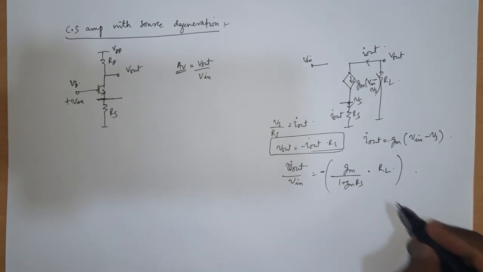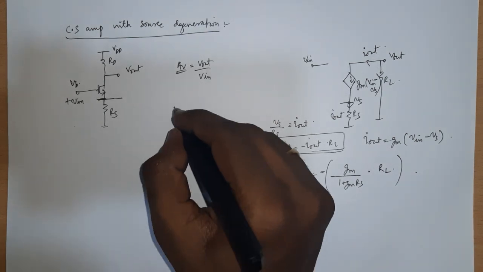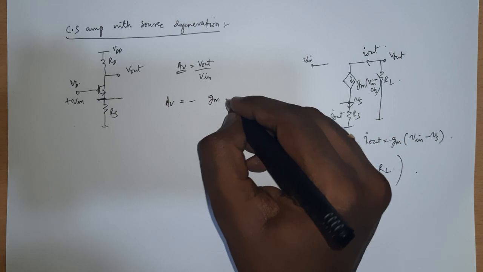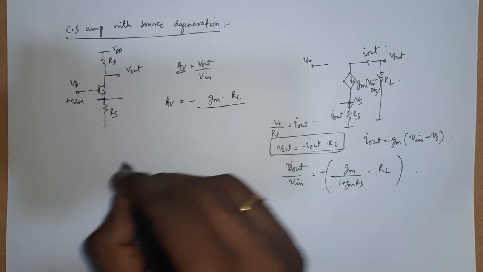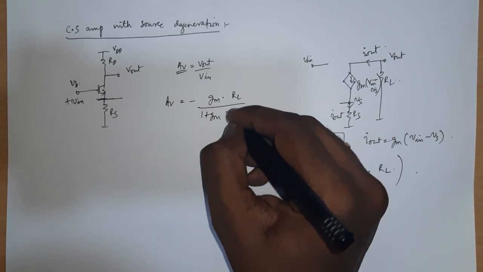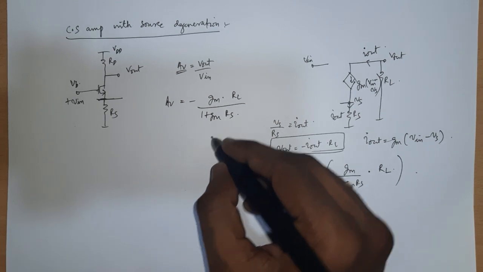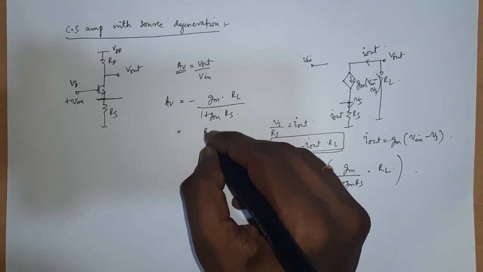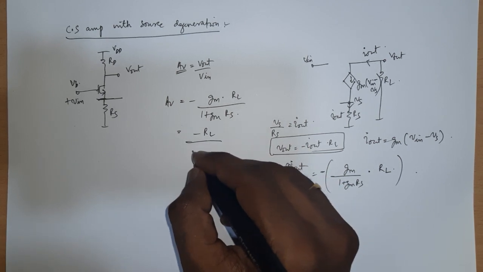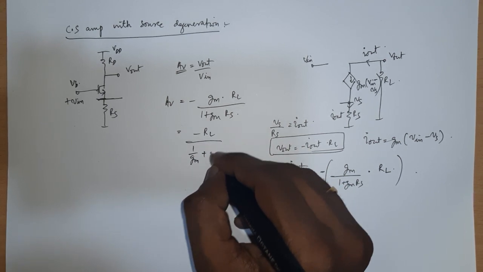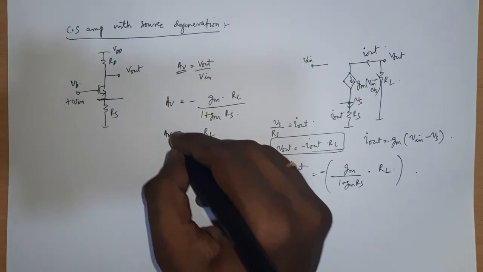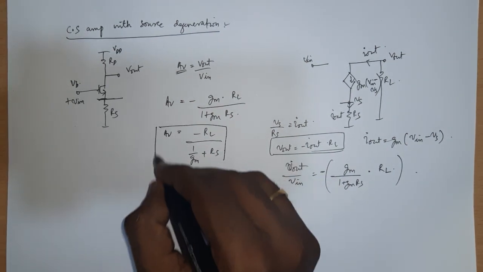What I want to convey here is, let me put the expression here: AV is equal to negative of GM times RL divided by 1 plus GM RS. Now let me take the GM common outside. So it will be negative RL divided by 1 over GM plus RS. Now you see what this basically says.